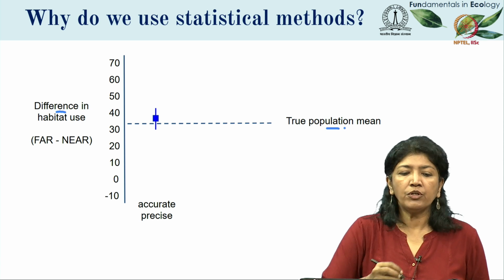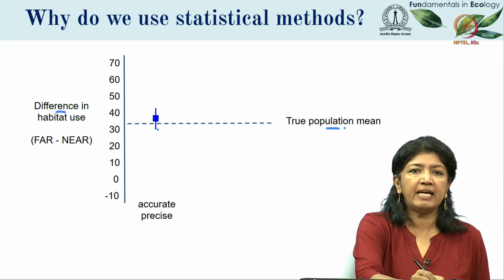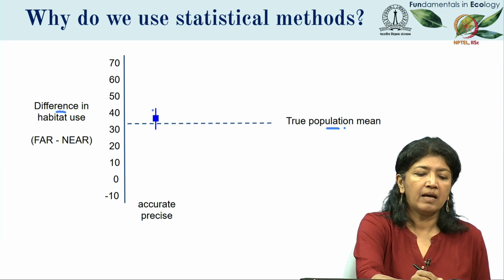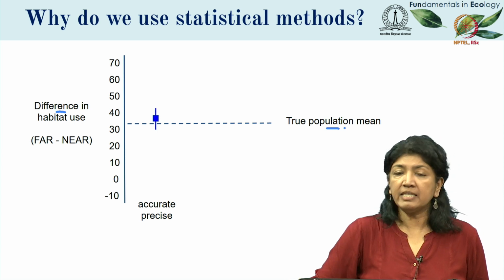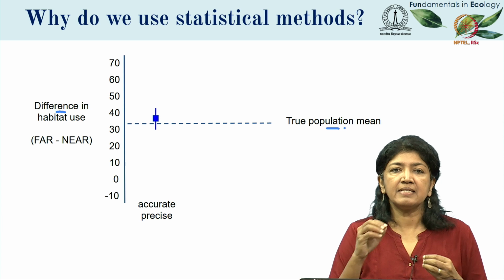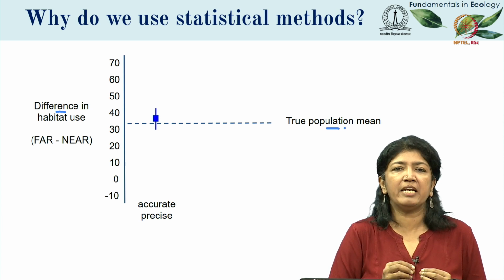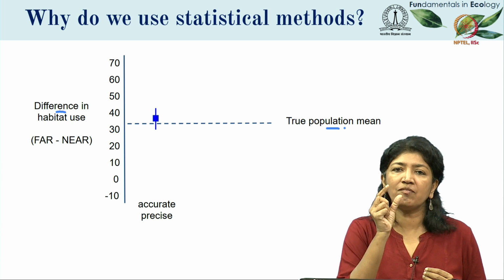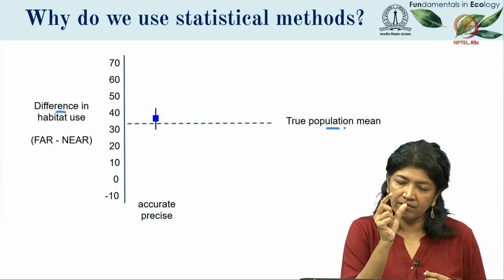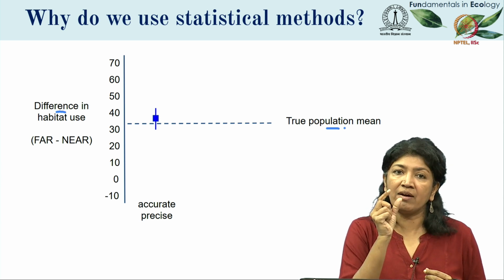What I have shown you here is basically our estimated habitat use and a measure of uncertainty around our estimate, an error bar here. So, this kind of a result is perfect. We have been able to get close to the true population mean and we have been able to estimate very precisely. So, our error bar is small.